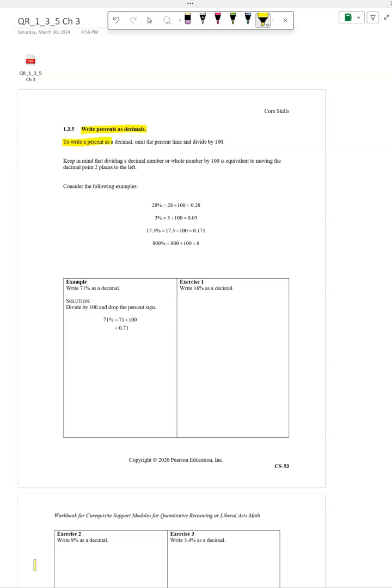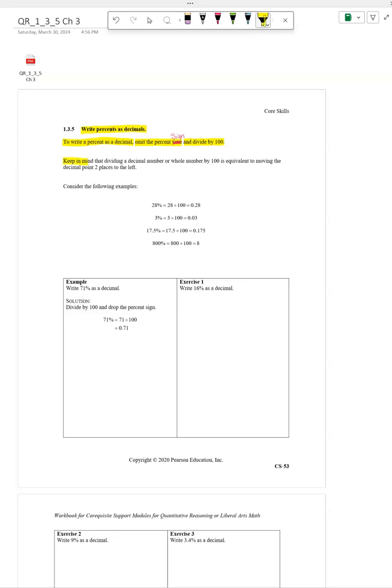So to write a percent as a decimal, you omit the percent sign. That's not supposed to be time, that's supposed to be sign. I didn't make these, but we already know Miss Shelley makes mistakes, so she could have. And we divide by 100, okay? That's one way to do it. Now, another way to do it is that we could just move the decimal point 2 places to the left, okay? So that's my favorite way to do it.